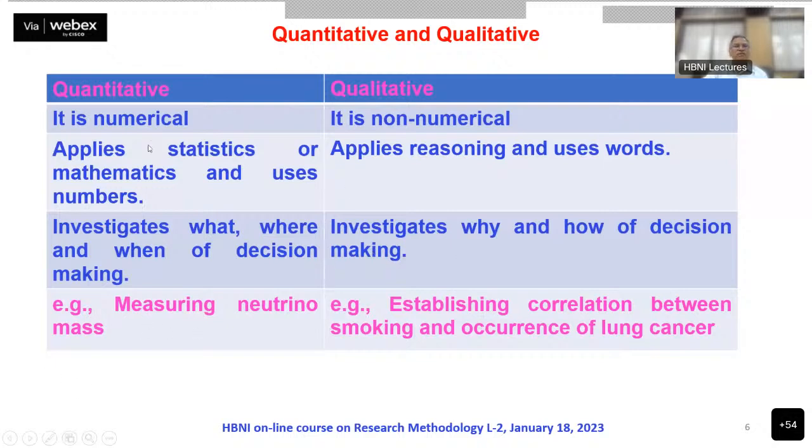For example, quantitative research is like measuring the mass of a neutrino. So your aim is to get a number. What is the mass of the neutrino? Whereas qualitative is establishing correlation between smoking and occurrence of lung cancer. So you don't get a number. You will say, is there a correlation between smoking and lung cancer? The answer can be yes or no. Yes, with certain confidence interval, confidence level. So these are the different types of research that one does.